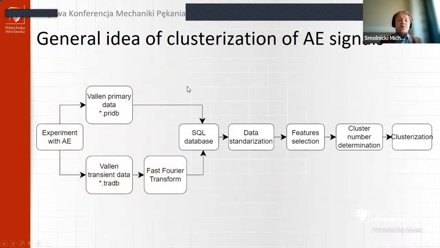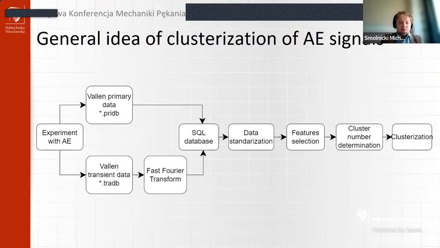But now the general idea of clusterization of the acoustic emission signal. So you see this small block idea scheme, but it has to be said, why even bother with using something like machine learning to cluster the acoustic emission signal. So I will go quickly through this scheme, and then I will explain why.